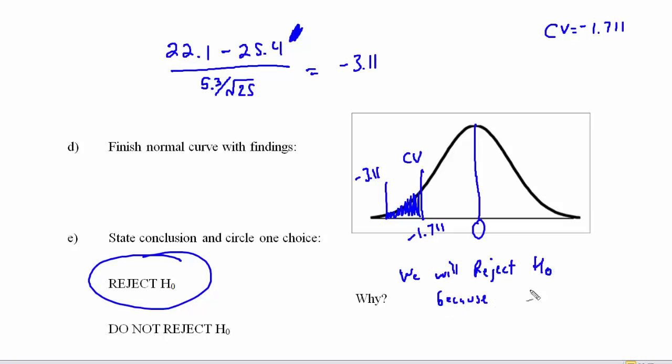because negative 3.11 is less than negative 1.711. You could have also flipped this around by saying 1.711 is greater than 3.11 in magnitude. And that, my friends, is our hypothesis test number 1.